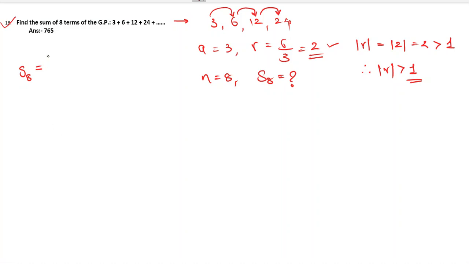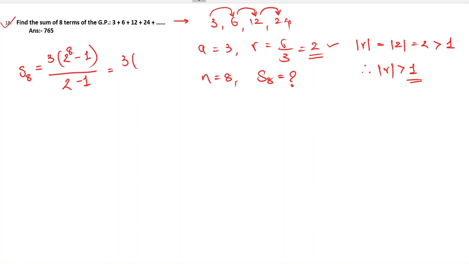Okay. So A, what is A? 3. Bracket r raised to n minus 1, that is 2 raised to 8, n is 8, minus 1, correct? Upon r minus 1, 2 minus 1. Okay. So 3 bracket 2 raised to 8 minus 1.